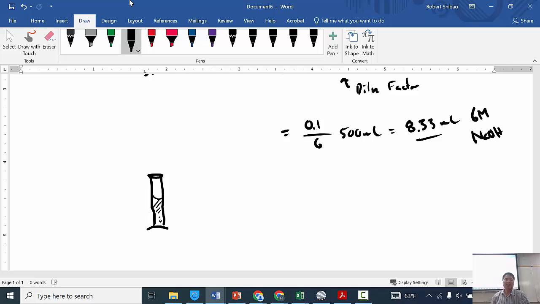And then what we're going to do is pour that into a 500 milliliter Florence flask. But the Florence flask is not calibrated. So what they do with these is they design them to hold more than 500 milliliters, so we're just going to guess where 500 milliliters is. So when we pour this in, it's just 8.33 milliliters. And then we're going to add water.